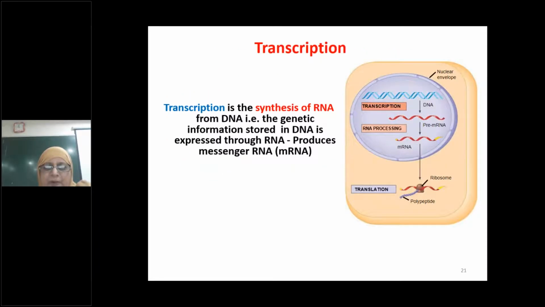So what do we mean by transcription? Transcription is the synthesis of RNA from DNA. That is, the genetic information stored in the DNA will be expressed through the RNA by producing the messenger RNA.